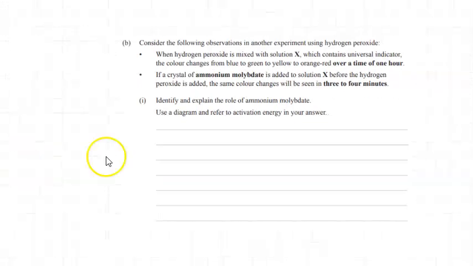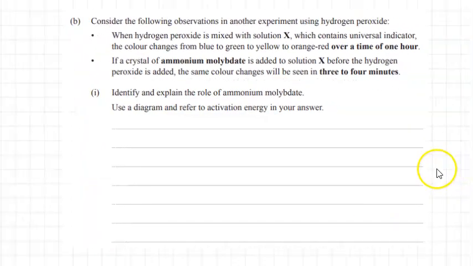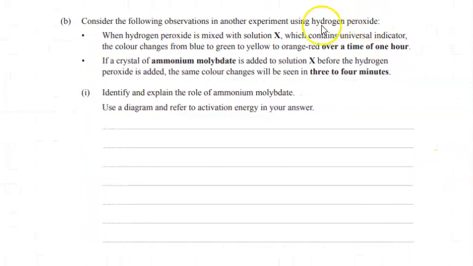Let's have a look at a past exam question. So consider the following observations in another experiment using hydrogen peroxide. This is question B from 2018, so question A must have had hydrogen peroxide as well. When hydrogen peroxide is mixed with solution X, which contains universal indicator, the color changes from blue to green to yellow to orange over a time of 1 hour.